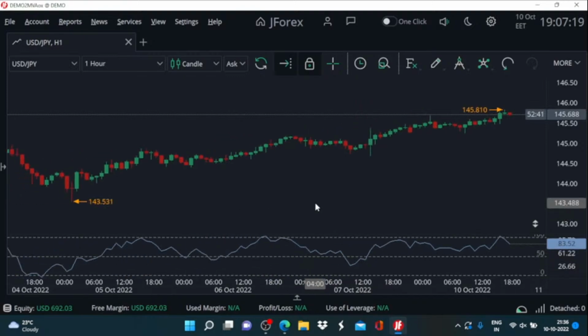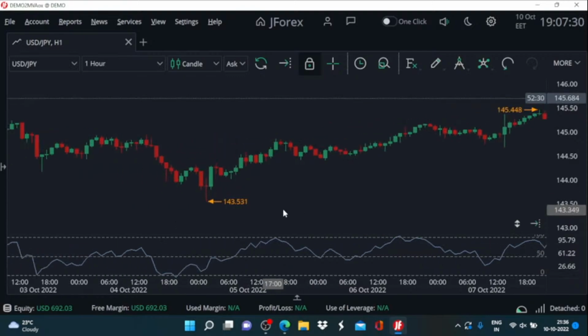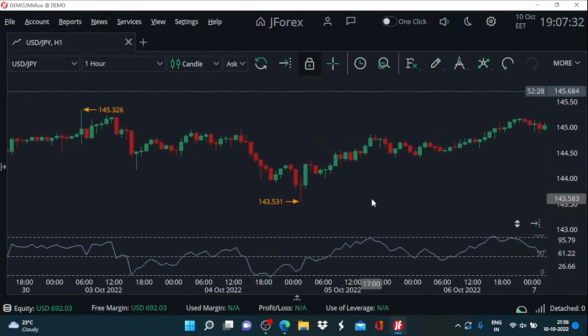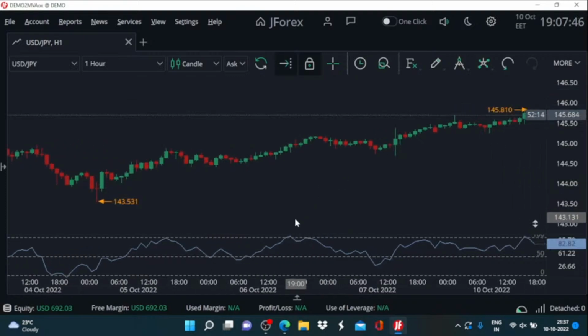And the upper level and lower level of these percent Bollinger Bands, the extreme values, can be utilized to look for overbought or oversold scenarios. When we have the percent Bollinger Band output above 100, that means the underlying instrument, in this case the USDJPY, has reached overbought levels.